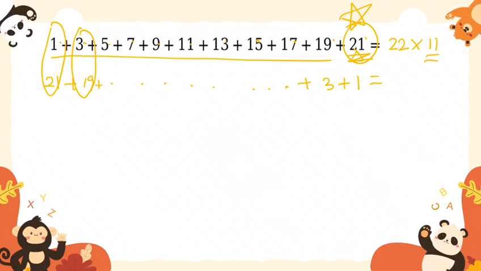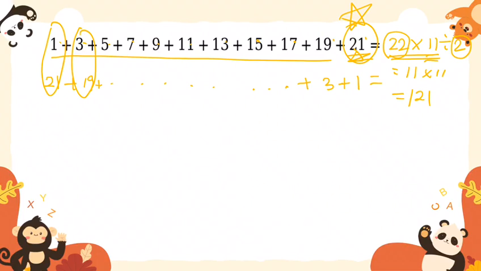It's 11. And we know this is the sum of two sequences. So if you want to get the sum of one of them, then you need to divide it by 2. Okay, and then you can just calculate 22 divided by 2 first. It will be 11. 11 times 11 is 121. Okay, very easy. This is also a way.